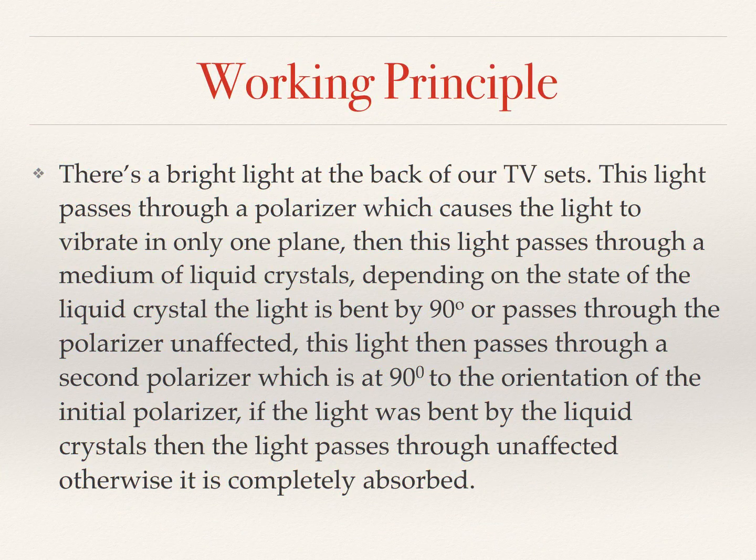Working principle. There's a bright light at the back of our TV sets. This light passes through a polarizer, which causes the light to vibrate in only one plane. Then this light passes through a medium of liquid crystals. Depending on the state of the liquid crystal, the light is bent by 90 degrees or passes through unaffected. This light then passes through a second polarizer, which is at 90 degrees to the orientation of the initial polarizer. If the light was bent by the liquid crystals, then the light passes through unaffected, otherwise it is completely absorbed.